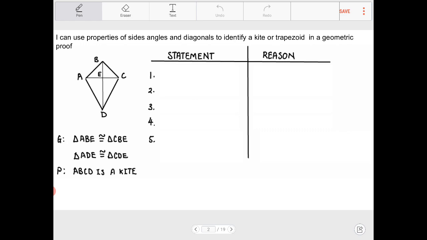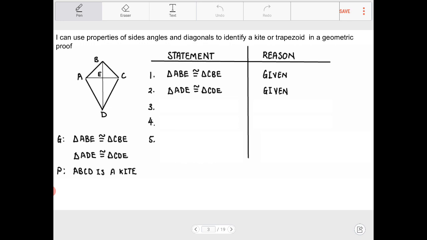I encourage you to copy down the diagram as well as the given information in a statement and reason chart like I have here, and then press play again once you have attempted it. So hopefully you guys had some time to think about this. What we want to do is demonstrate that this is in fact a kite.